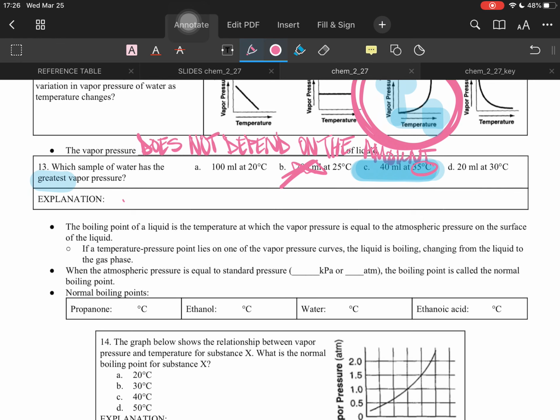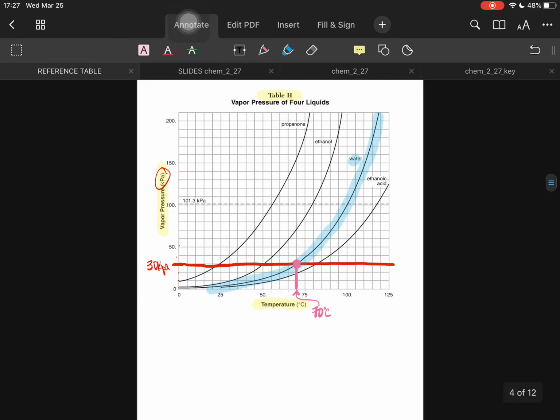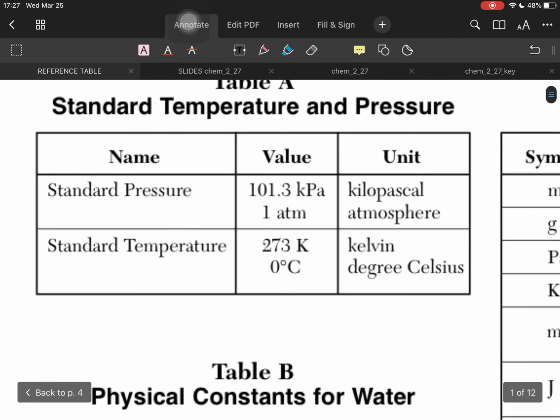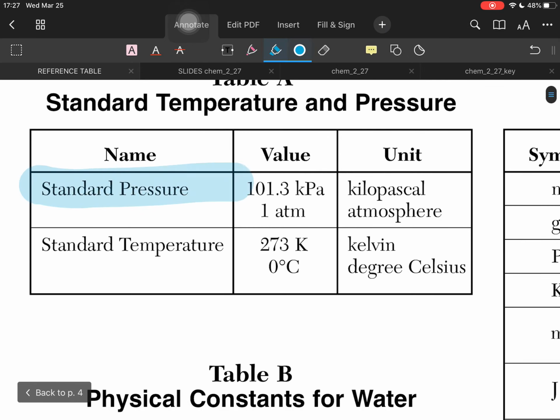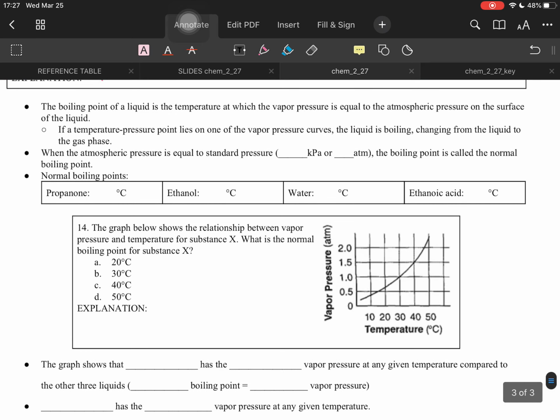The boiling point of a liquid is the temperature at which vapor pressure is equal to the atmospheric pressure on the surface of the liquid. So we talked about that already. And when the atmospheric pressure is equal to standard pressure, where do we find that? Good old reference table, right? Standard temperature and pressure right there. Okay, and that would be 101.3 kPa or 1 atm.